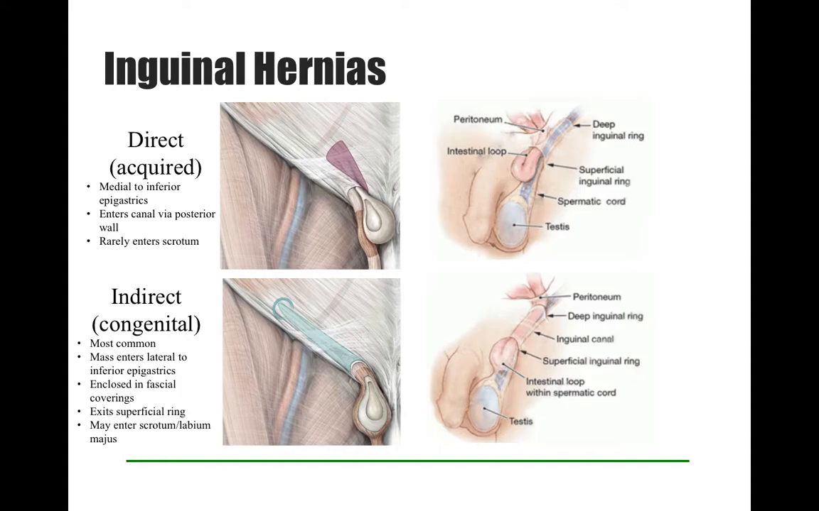So that means you're going to drag those fascial coverings with you as well. You're going to exit out the superficial ring, and then since that's the same route that the spermatic cord took, and you're wrapped in those fascial coverings as well, you may go into the scrotum or labia majora right here. So here you can see some of that portion of the intestinal loop actually wrapped in the same coverings that the spermatic cord is wrapped in, so you can go down into that region of the testicle.